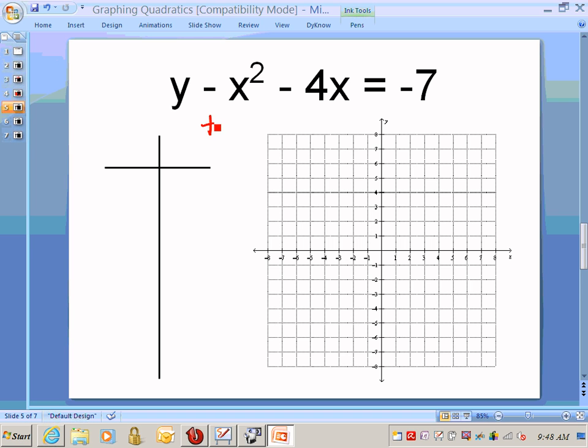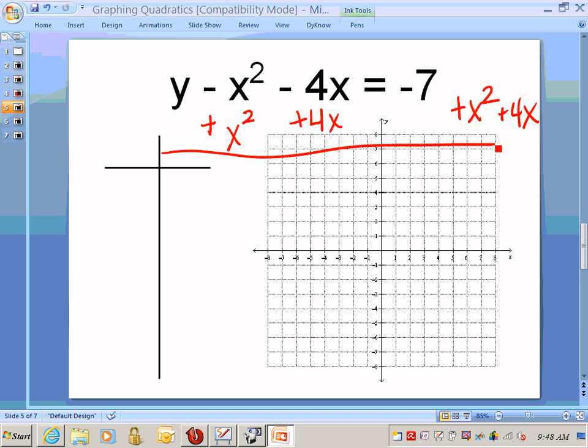So I would do positive x squared to give me a 0 pair, right? And positive x squared over here. And what else? Positive 4x on this side and positive 4x over here. So that my new equation is y equals x squared plus 4x minus 7. Very good. So that's what we want to put in, x squared plus 4x minus 7.